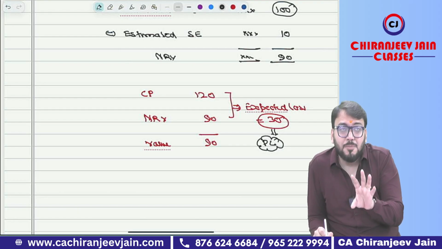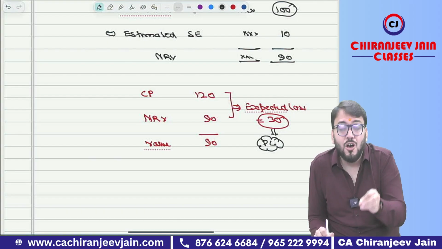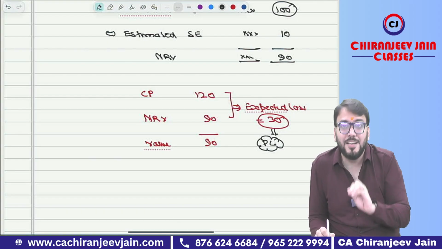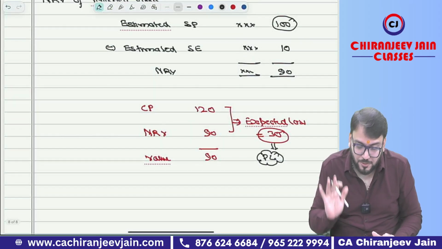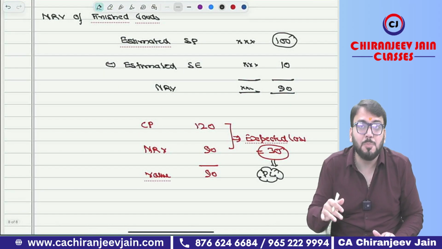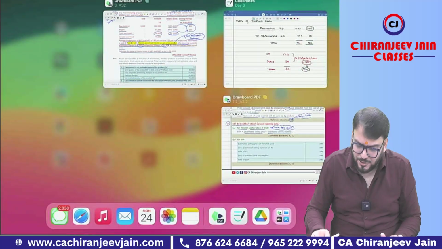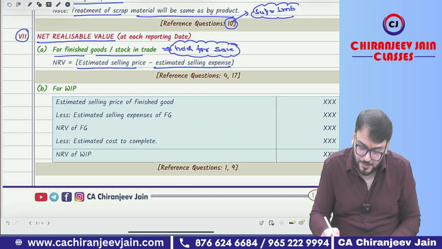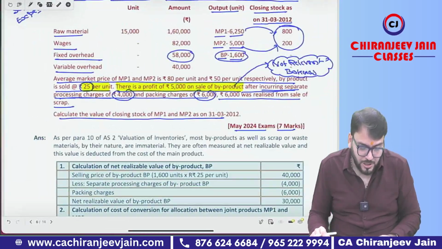What is the objective of this chapter? The objective of this chapter is to find out the expected loss on sale of finished goods or stock in trade. What is the expected loss on sale of finished goods? That is the objective of this particular chapter, and that will be provided due to which concept? Conservatism principle. I think nothing to explain beyond this. Correct? There are two small questions. Come to question number 4.